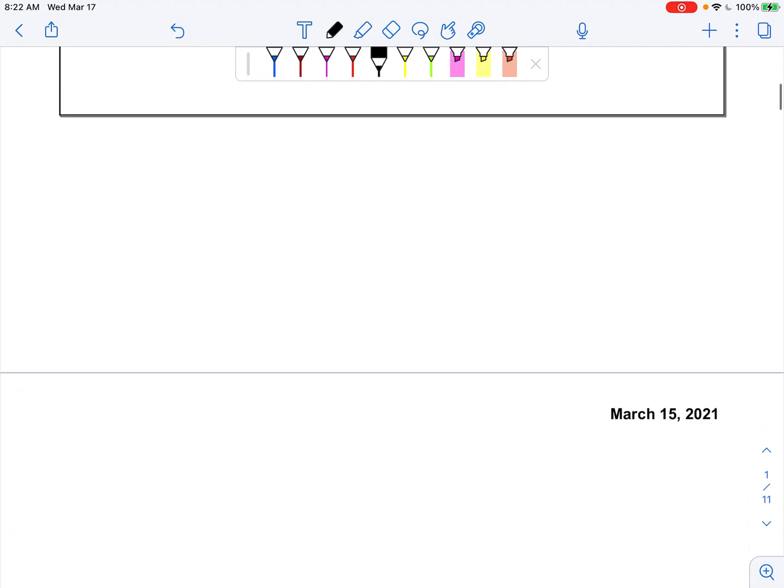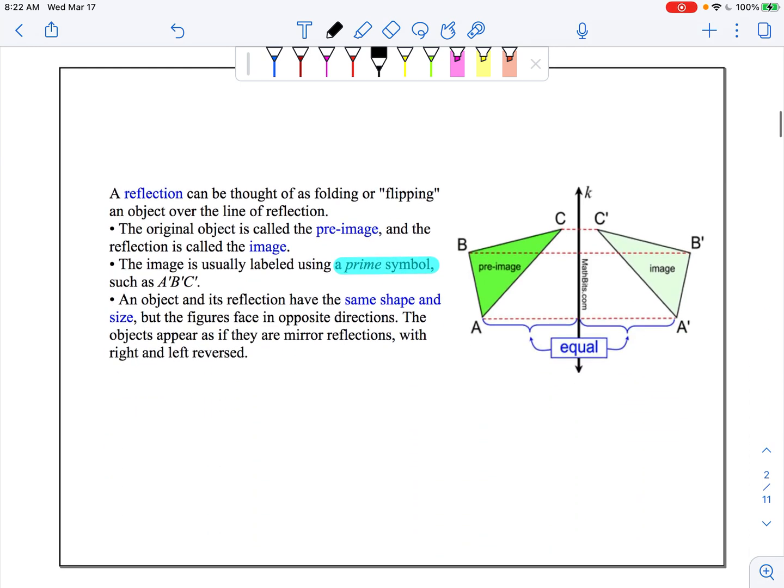So let's get started. This is a lot of information right here, so I'm just going to talk through it. You can come back and look at this at any time, but don't worry about taking notes with this right now. I'm just going to talk through it. So a reflection, which is what we're working with today, can be thought of as a folding or a flipping over a line of reflection.